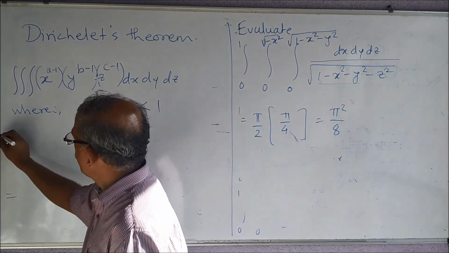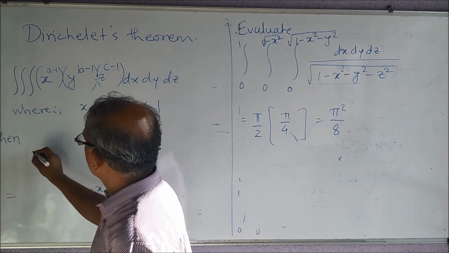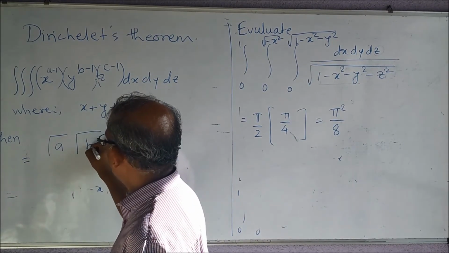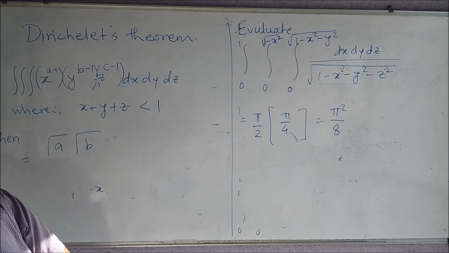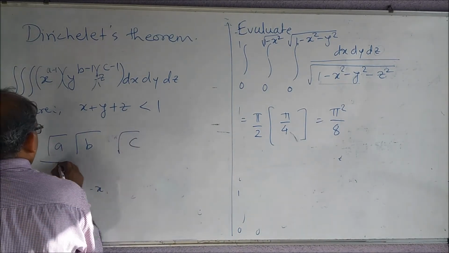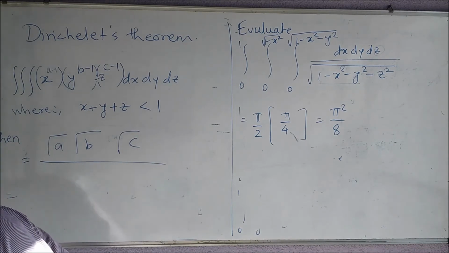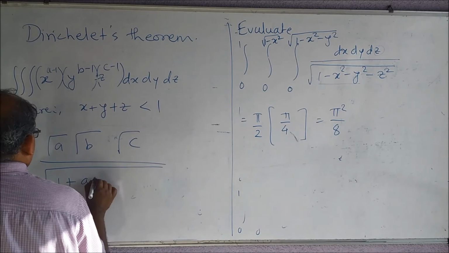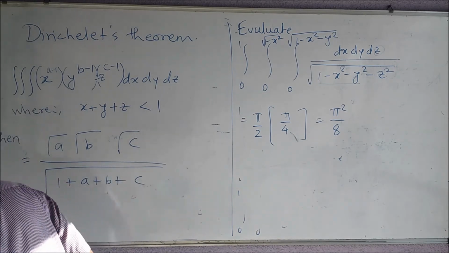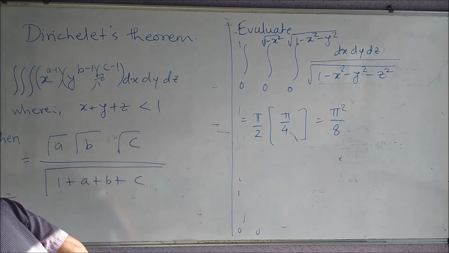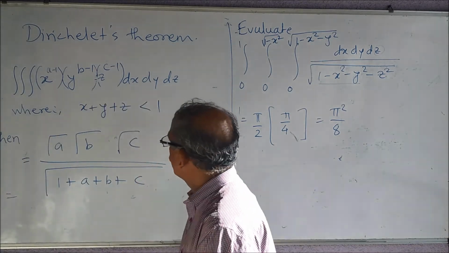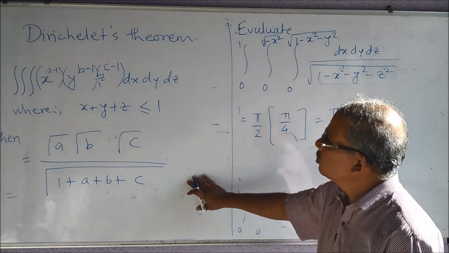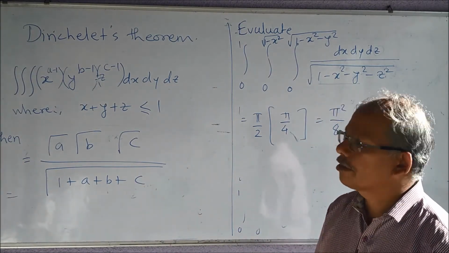Then this integration is given by gamma a into gamma b into gamma c divided by gamma of 1 plus a plus b plus c. So this theorem also helps you in finding some of the triple integrations.